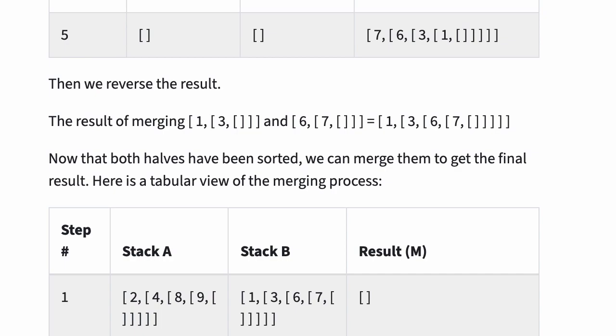Then we reverse the result. And the result of merging stacks 1, 3 and stack 6, 7 is the reverse of stack 7, 6, 3, 1, which is 1, 3, 6, 7. Now that both halves have been sorted, we can merge them to get the final result.